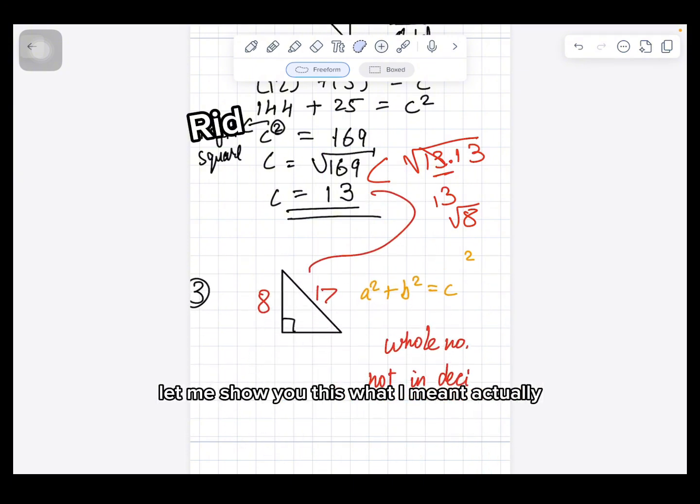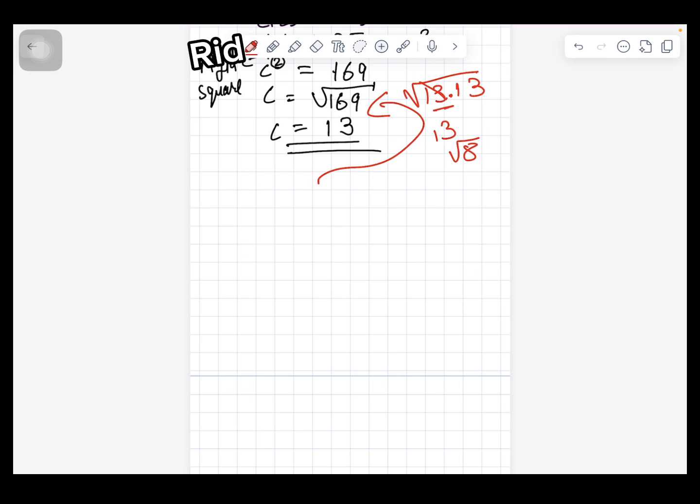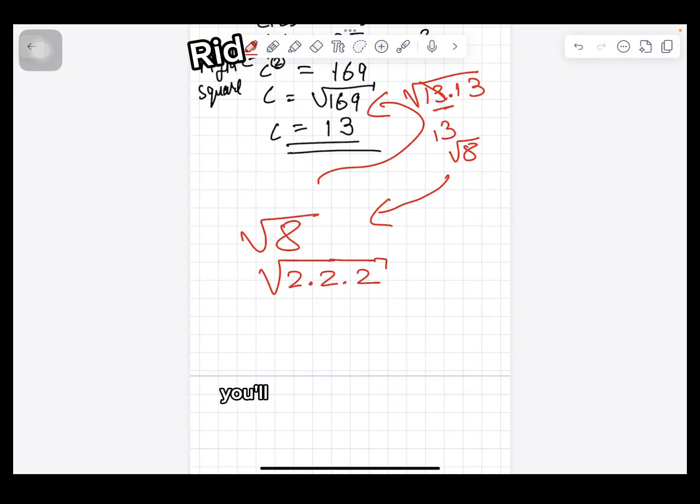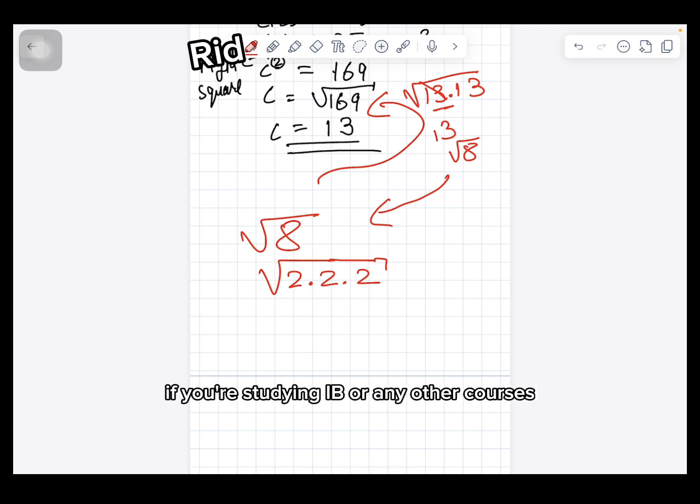So this is another part, for the root of 8. Basically, root of 8 is 2 times 2 times 2. You'll be learning this further, but in case you're studying IB or any other courses, this may come up and you need to find out what the answer would be. Here, a square root always works in twos. To get rid of the square root you need two numbers, and here you already have these two numbers.